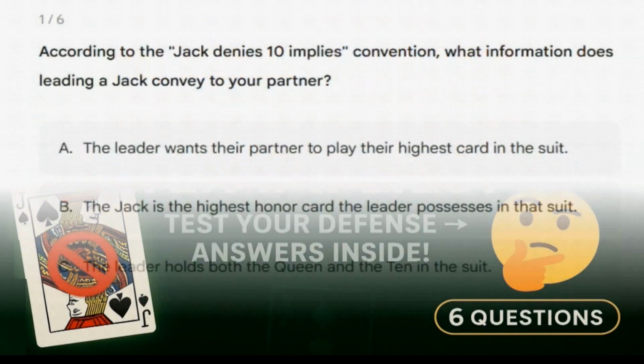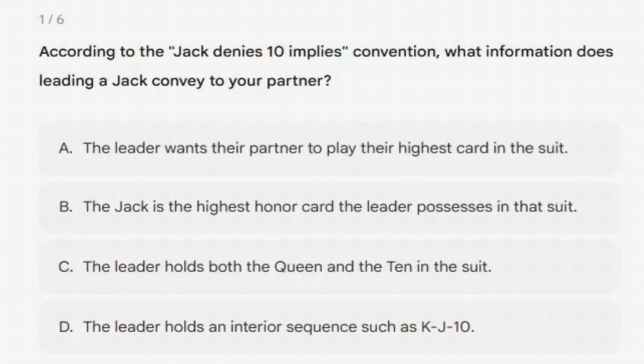Let's start. Quiz 1. According to the Jack denies 10 implies convention, what information does leading a Jack convey to your partner?